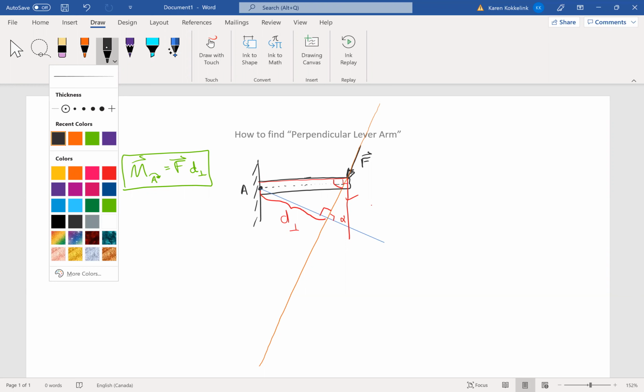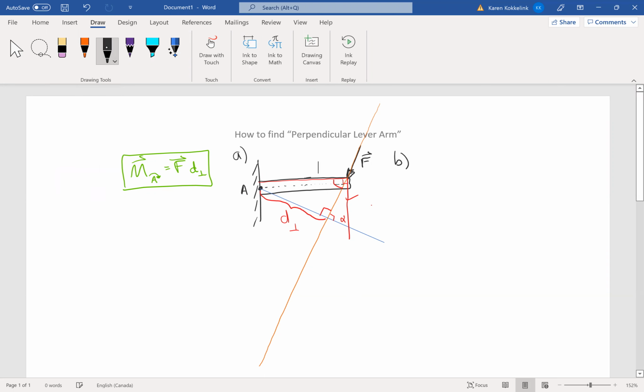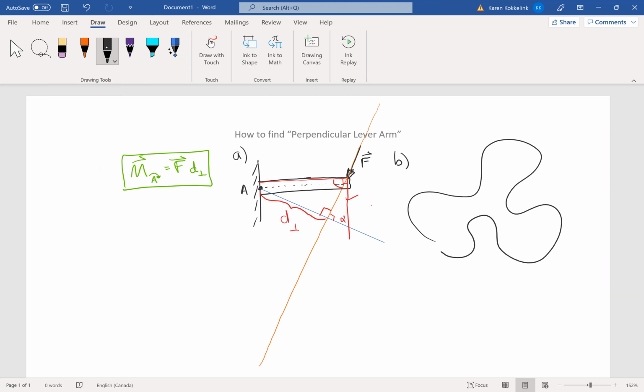Now let's take a different shape. Let's call that example A. Let's call this example B in case you want to email me and ask a specific question. Let's say this is the shape, and I'm going to rotate about the point A. A moment is going to rotate about the point A. And a force is going to be applied. Let's say we apply a force right there.